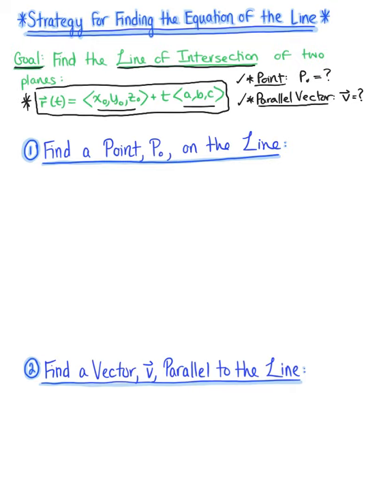So here we go. Step 1. We need to find a point P naught on the line. There are several ways to do this. One such way, my favorite way, is to find a point where the two planes intersect one of the coordinate planes.